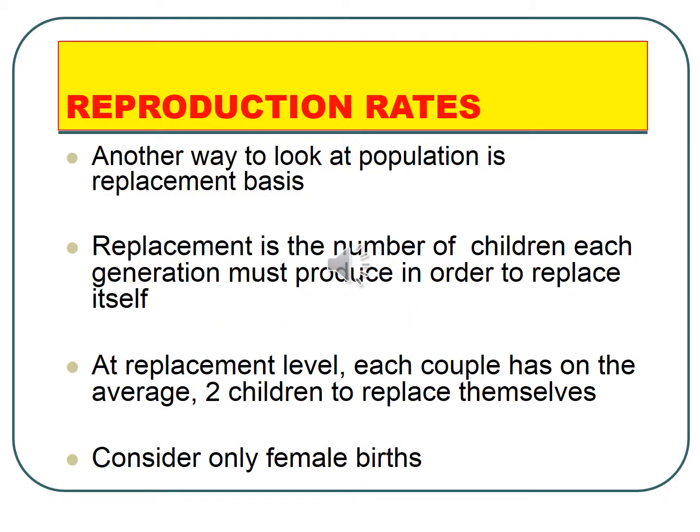Another way to look at population dynamics is on replacement basis. Replacement is the number of children each generation must produce in order to replace itself. At replacement level, each couple needs on the average 2 children to replace themselves. And strictly speaking, we need to consider only female births.